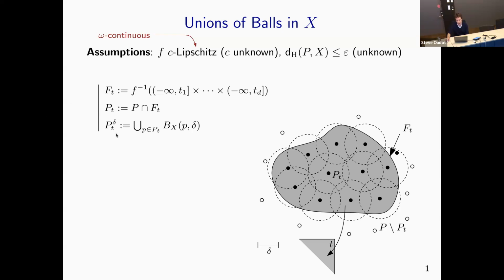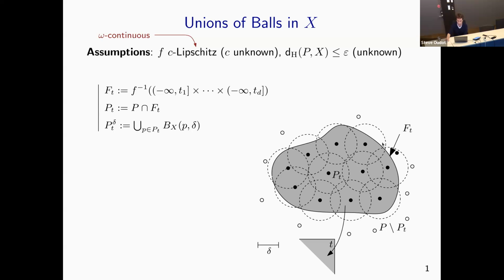And now, as a proxy for the sublevel set, I'm going to use the union of balls centered at the points of P sub t of radius delta, where delta will be a user-defined parameter so far. So I fix delta and I consider the union of balls of radius delta around the points that live in the sublevel set.